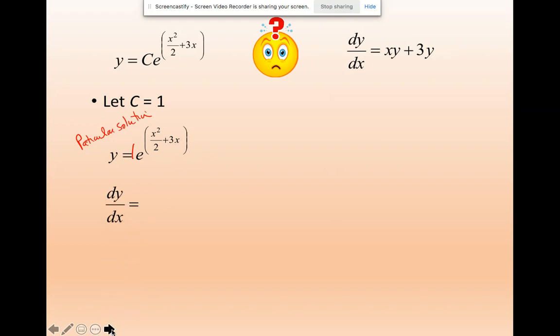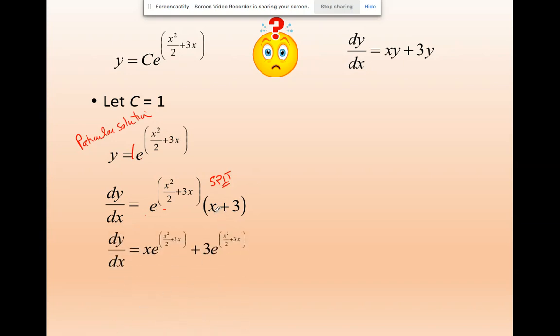Let's take its derivative. The derivative of e to the stuff is e to the stuff. Spit out the derivative of the stuff. What is the derivative of x squared over 2 plus 3x? Bring down the 2, cancel them out. That's where I get x. Derivative of 3x is just 3. That's the derivative.